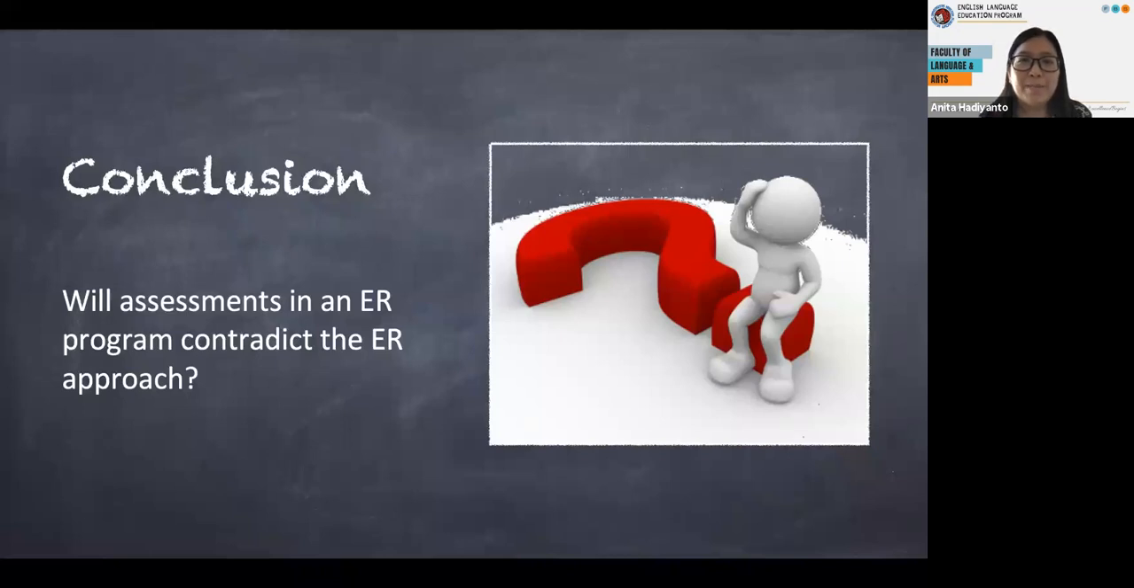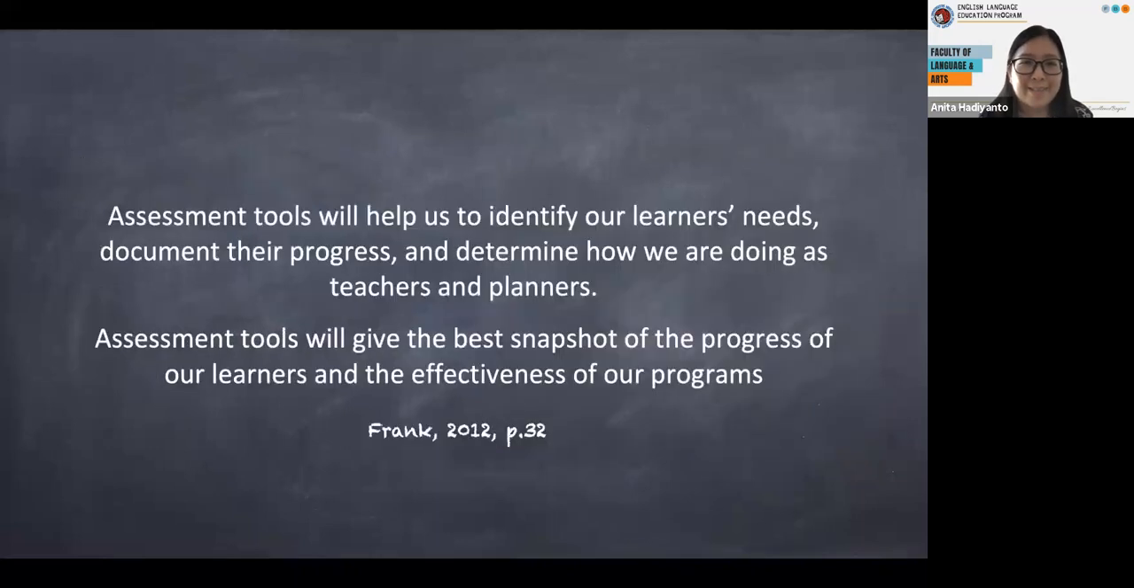It will be okay, because at present we can find so many ideas for how to assess students in very interesting and fun ways. And again, assessment tools will help us identify our learners' needs, document their progress, and determine how we are doing as teachers and planners.